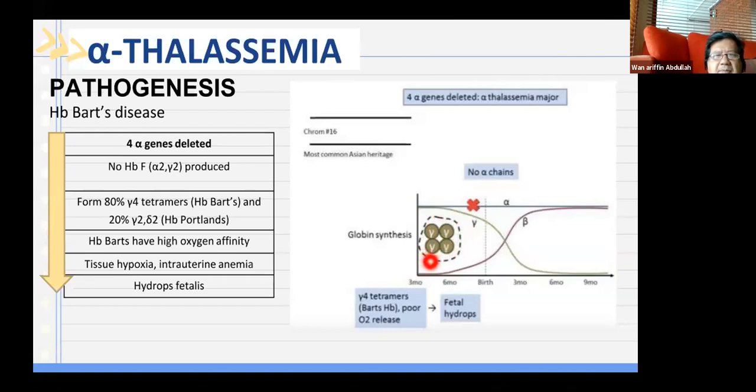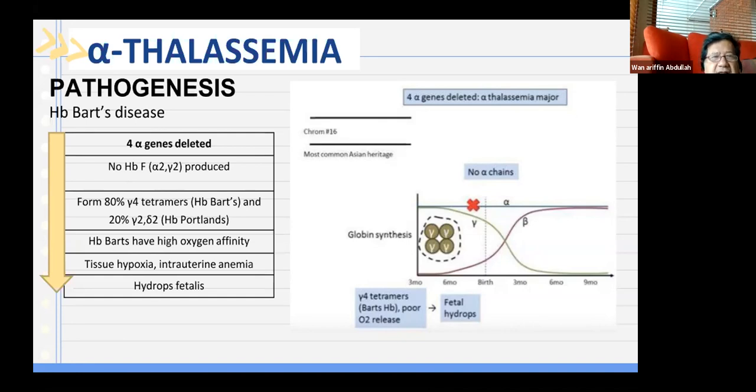So this is called Barts, hemoglobin Barts. And hemoglobin Barts has high affinity for oxygen. What does that mean? That means it will keep all the oxygen to itself and does not release the oxygen to the cells. So this can cause severe tissue asphyxia, intrauterine anemia, and can cause intrauterine death. So that's why, like I said, in alpha thalassemia, you see only HbH disease as problematic. Because silent carrier, no problem. Alpha thalassemia trait, no problem.